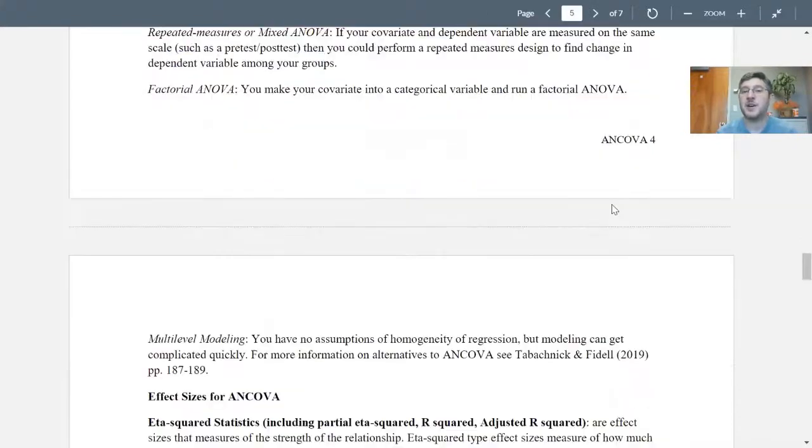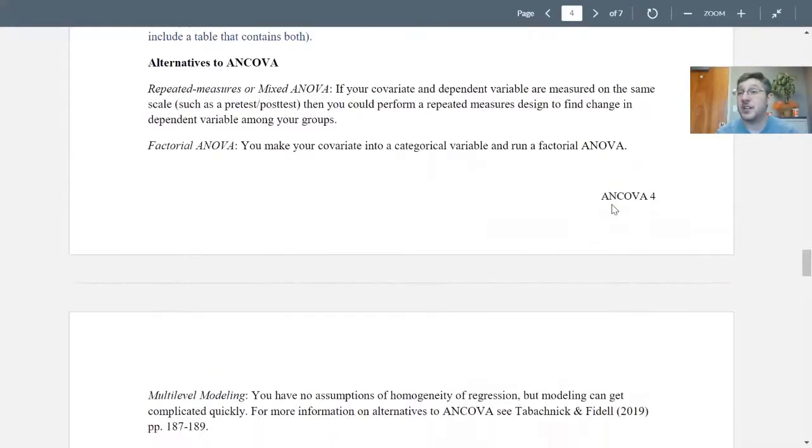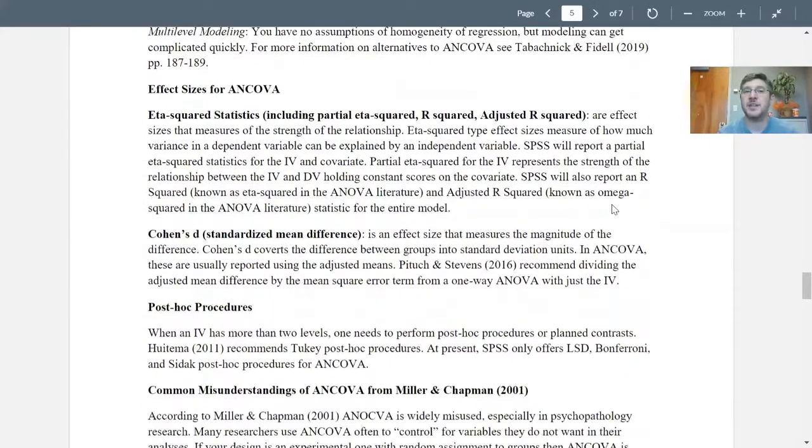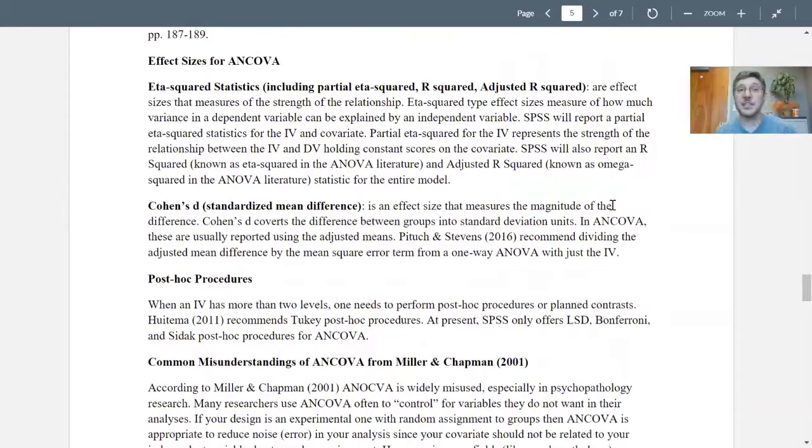Tabachnick and Fidell also give a lot of different alternatives to analysis of covariance, especially if you violate the homogeneity of regression assumption, some different strategies you could possibly implement. So there are different effect sizes we can also get for analysis of covariance. So we have our eta squared statistics, which are our variance explained statistics. And SPSS will report several of these.